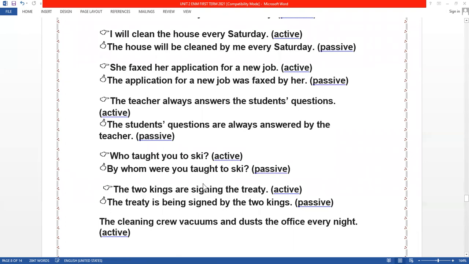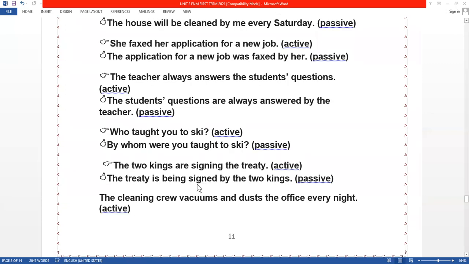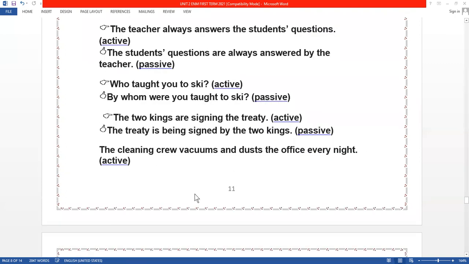Take care of this kind of questions. Who taught you to ski? By whom were you taught to ski? The two kings are signing the treaty. The treaty is being signed by the two kings.